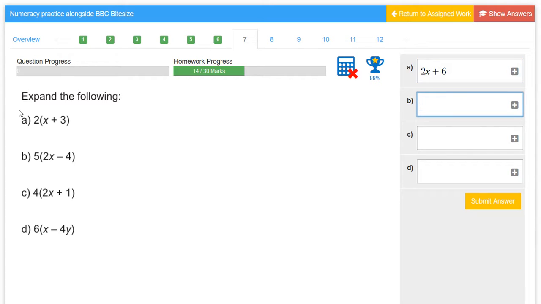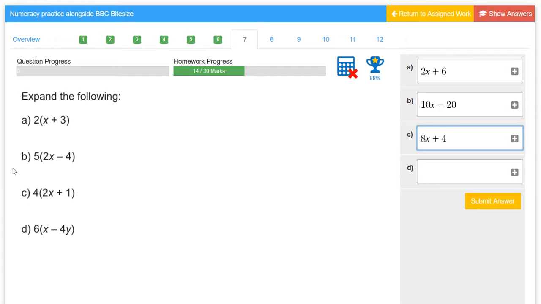I have 5 lots of 2x and 5 lots of negative 4. So 5 lots of 2x should be 10x. And 5 lots of negative 4 should be negative 20. For C, 4 lots of 2x, 4 lots of plus 1. Well, 4 lots of 2x is 8x. 4 lots of 1 is 4.